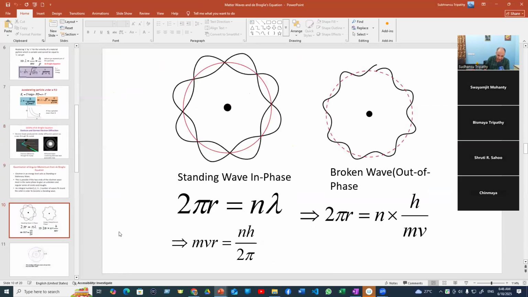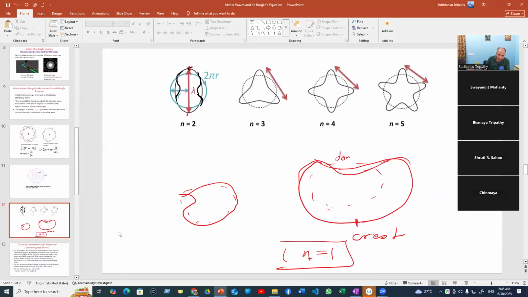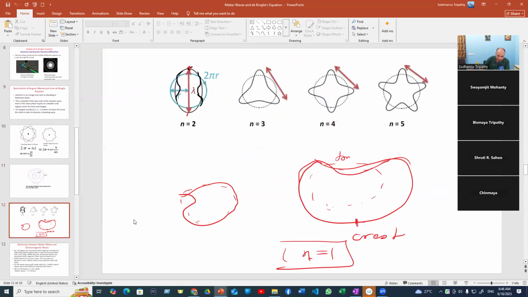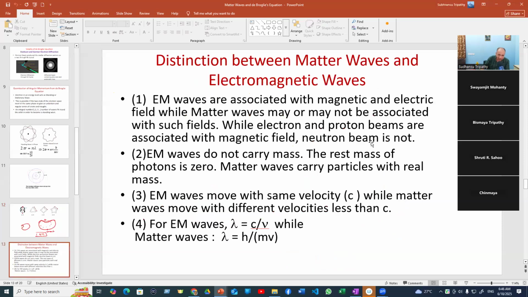So this we have already done. This is n is equal to 1, looking like a chilli mango, a peanut, an Indian paratha, whatever.